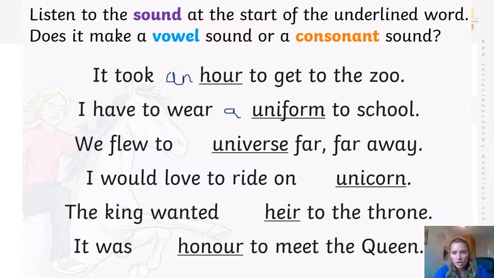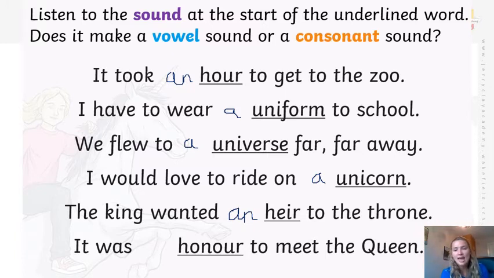We flew to a universe, because it makes the same U sound, far away. If you put an there, we flew to an universe far, it doesn't make sense, whereas we flew to a universe far, far away does. I would like to ride on a unicorn, again making the U sound. The king wanted an heir. If you didn't know what that word means, an heir is a child. For example, a king and queen will need a child to take over from them as king and queen, so it's their heir, somebody that's going to take over once they're not around anymore.